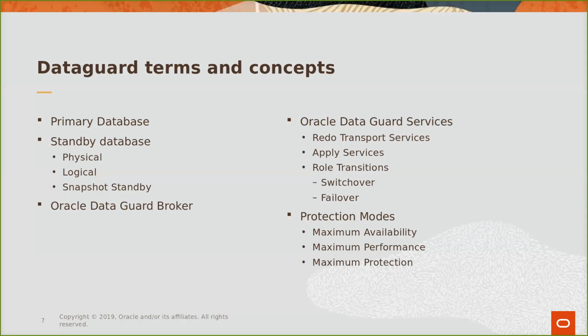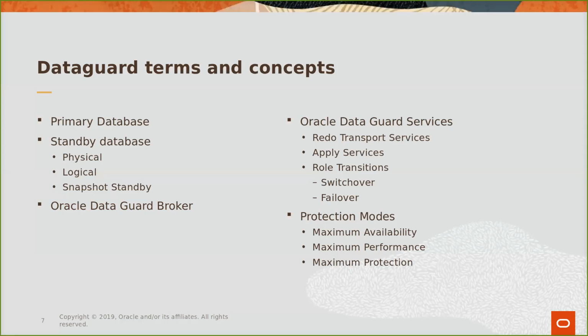Max performance, which is the default, provides the highest level of protection without compromising the performance of your primary database. So whereas max availability and max protection, which I'll get to now, both write by default in synchronous mode, max performance writes the redo asynchronously.